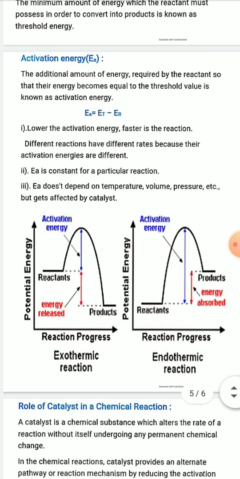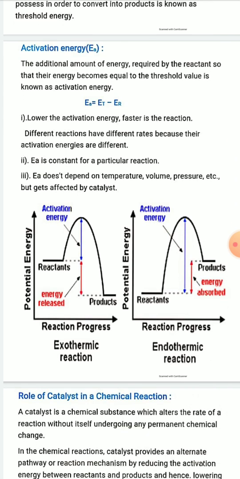Now, lower the activation energy, faster is the reaction. Lower the activation energy, faster is the chemical reaction, while higher the activation energy, slower the chemical reaction. Different reactions have different rates because their activation energies are different. Activation energy is constant for a particular reaction, and activation energy does not depend on temperature, volume, pressure, etc. But activation energy gets affected by catalyst.